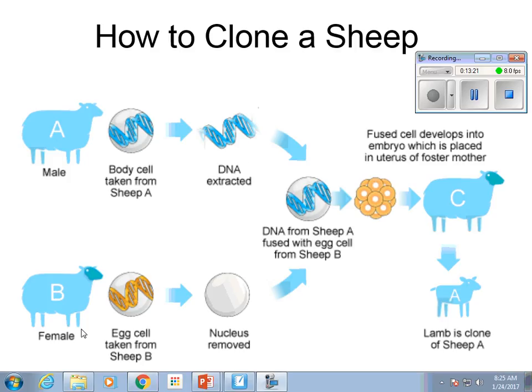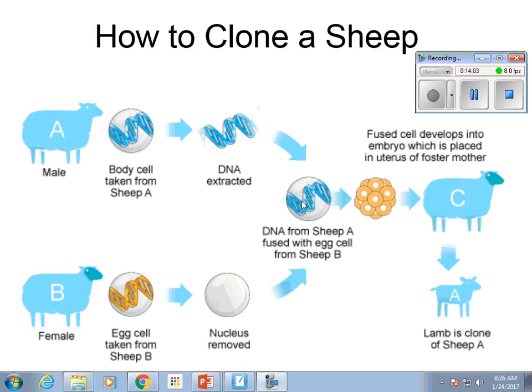From a second sheep, they took an egg out of the ovary, and they removed the DNA from that egg. So the egg is still there, but it has no nucleus, it has no DNA in there. So they took the DNA from the other sheep and they put it inside the egg. Now the reason why they had to use an egg is because an egg is a type of cell. It's a gamete, so it's ready to become an embryo. It's ready to start the development of a new organism. So that's why they needed to use that type of cell from the second sheep.